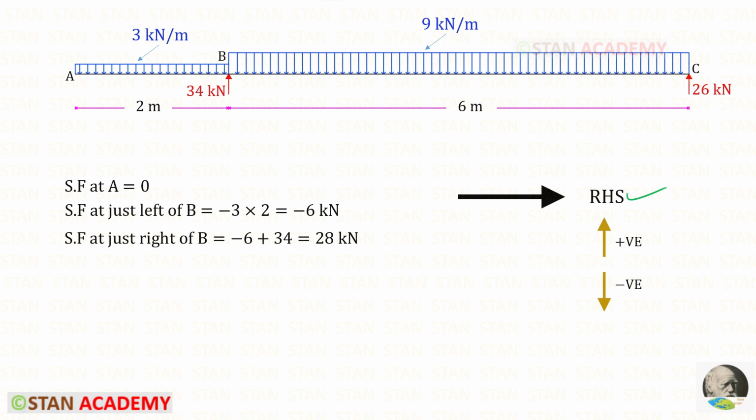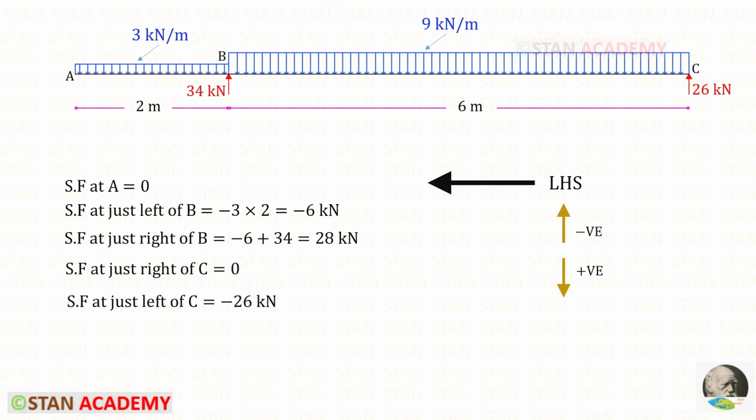Using the right hand side rule, let us find the shear force values at A and at B. In the overhanging end, the shear force at A will be 0. Let us find the shear force at just left of B. This UDL is acting downwards, so it will be negative. For the UDL, we have to take the area, which is 3 into 2. In this way, we will get minus 6. Let us find the shear force at just right of B. With this, we have to add this. This reaction is acting upwards, so it will be positive. In this way, we will get 28 kN.